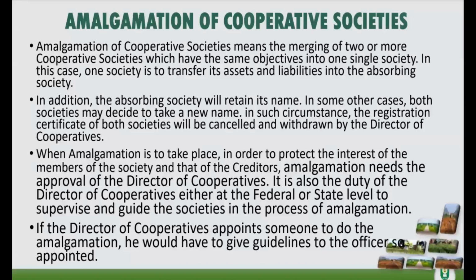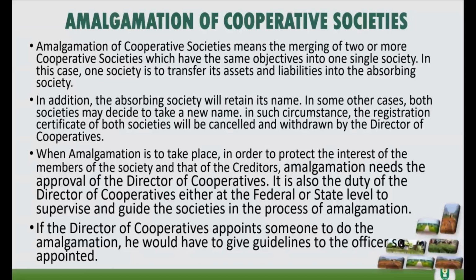In such circumstances, the registration certificate of both societies will be cancelled and withdrawn by the director of cooperatives. When amalgamation is to take place, in order to protect the interest, amalgamation needs the approval of the director of cooperatives. It is also the duty of the director of cooperatives, either at the federal or state level, to supervise and guide the society in the process of amalgamation. If the director of cooperatives appoints someone to do the amalgamation, he would have to give guidelines to the officer so appointed.